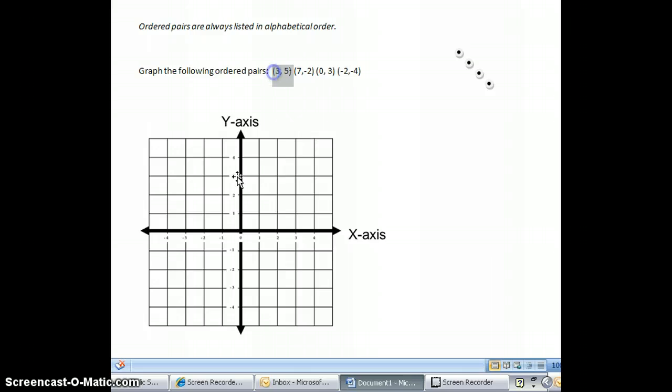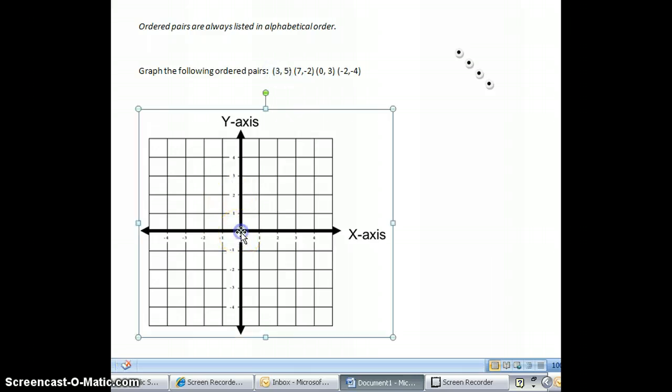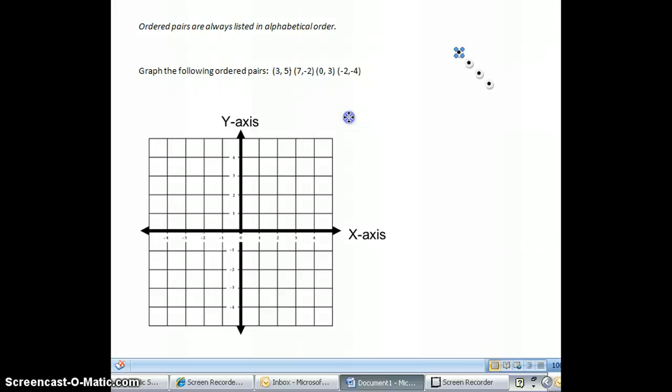I'm going to always start at the origin. That's the center. And the number 3 states that I'm going to go 3 in the positive direction. So I'm going to go 1, 2, 3, and then I'm going to go 5 in the positive direction, which is up. 1, 2, 3, 4, 5. And I'll put a little dot. That's going to be as good as I can get it. And it's a good idea to label it around there too. 3, 5.